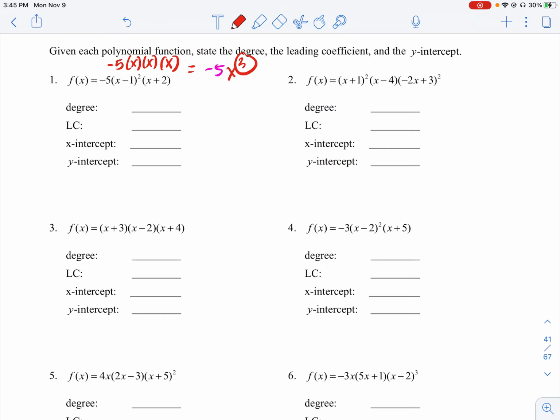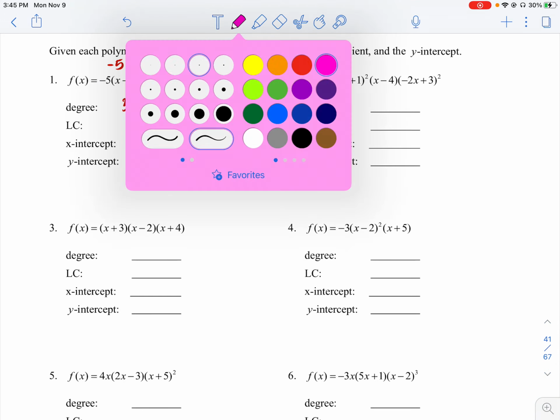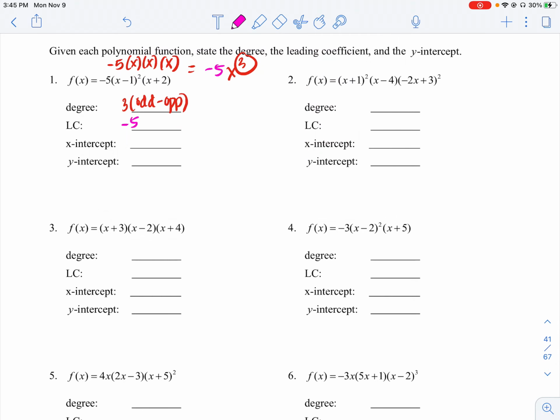And 3 is an odd number. An odd number goes in the opposite direction. And of course, really, really easy. My leading coefficient is negative 5. Because it's negative, on the right side it's going to be down. So on the right side, it's down, and they need to be opposite, so the left side is up.